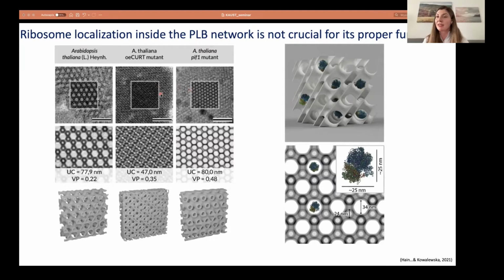However, those plants during their biogenesis behave completely normal. So we speculate that ribosome localization inside the PLB network is not crucial for its proper functioning. This is also somewhat different from the long-standing assertion, because already from the 70s, people thought that the size of the large channel of the PLB was limited by the size of the ribosome. So it couldn't be smaller than the size of the ribosome, because it was speculated that the presence of the ribosome inside the PLB is crucial for its functioning, and we think it's not.